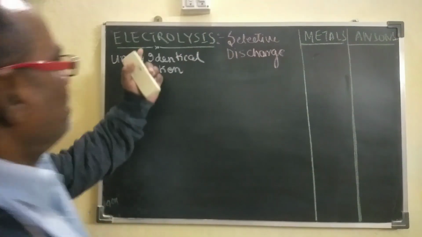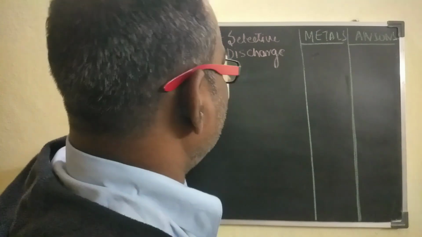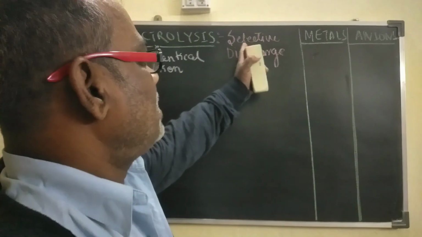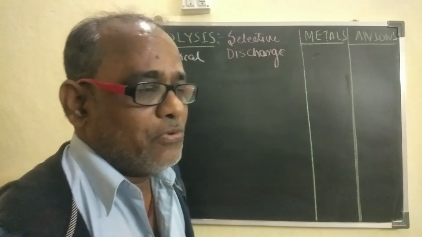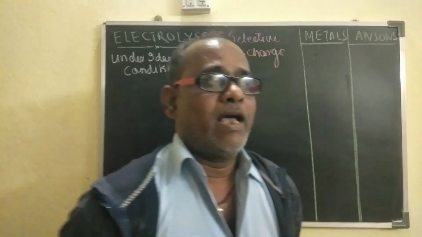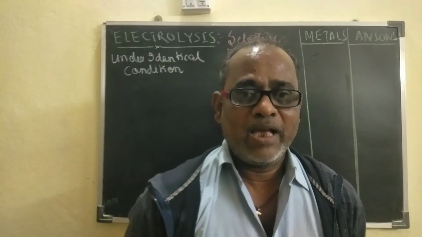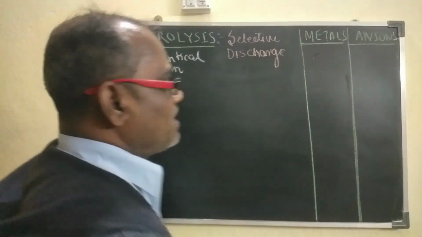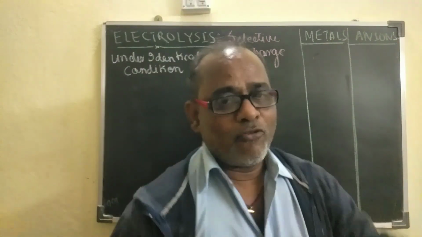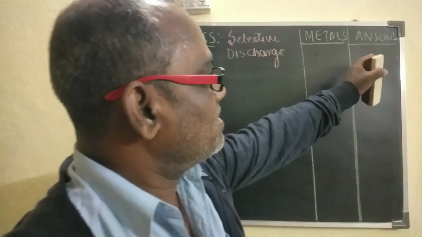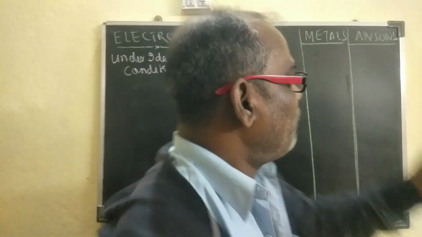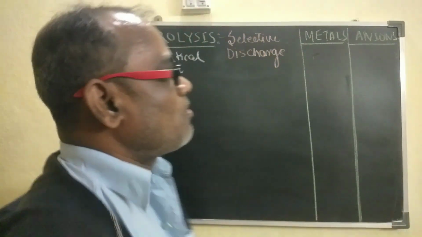Today we'll be going with electrolysis. During the process of electrolysis, we'll study selective discharge. Often you might be confused about which ions will discharge where and where the ions will migrate. The very first thing we have to understand is the electrochemical series of metals and the electrochemical series of anions. So first we'll find out the electrochemical series of anions.